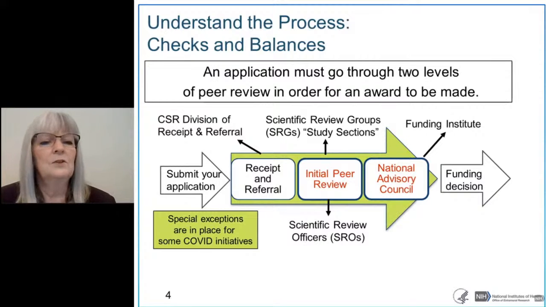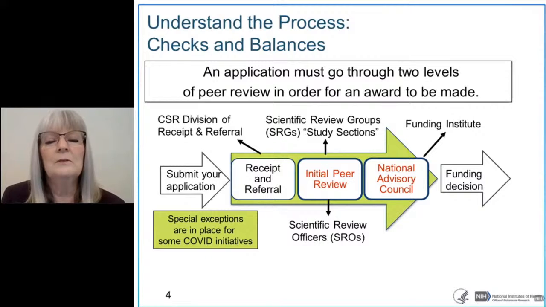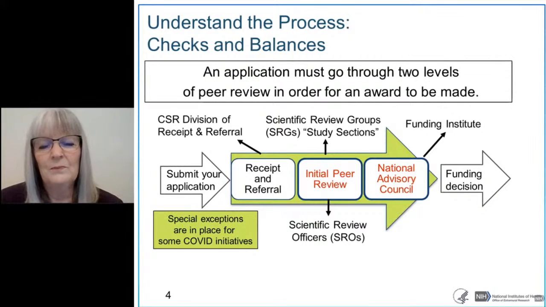Once you submit your application, over on the left side of the slide, the first stop at NIH is in the Center for Scientific Review, CSR, Division of Receipt and Referral. And a number of decisions are made there about your application, such as where it's going to undergo peer review. The first level of peer review we call initial peer review. That's in the middle of the slide. And those are groups of outside scientists that are called scientific review groups, SRGs, or study sections. That process is managed by NIH scientific review officers. We call them SROs.